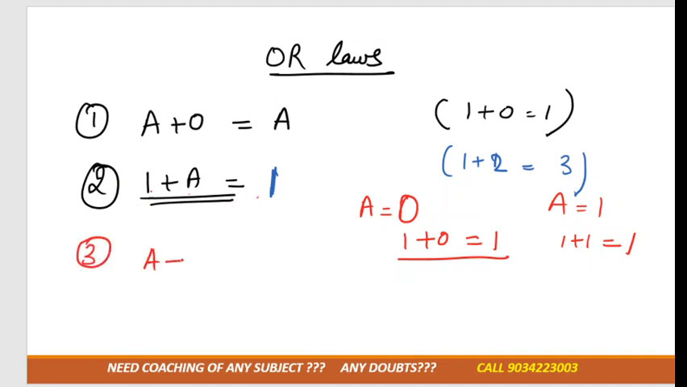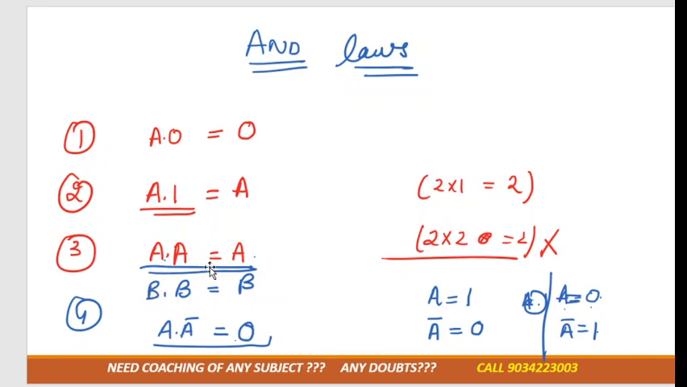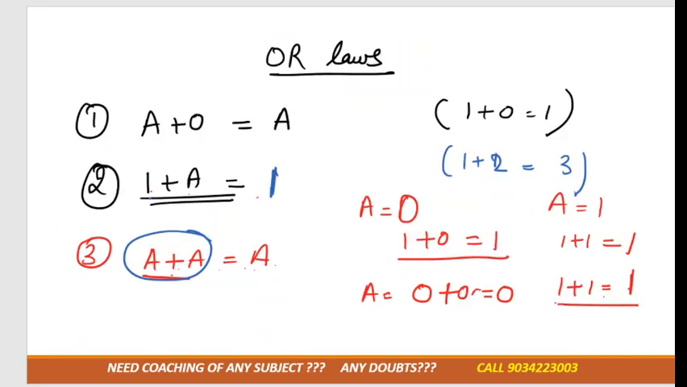The third law is A plus A is equal to A. A plus A is equal to A means how? If A is suppose 0, then 0 plus 0 is how much? 0 only, right? And 1 plus 1 in digital, according to Boolean, is 1. So that's why they have said A plus A is equal to A. It means if A comes two times, either in multiplication A dot A, then we write it as single A, and if in addition like A plus A, that would be equal to A only.